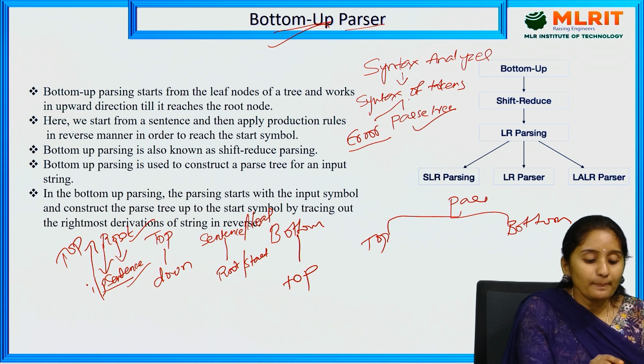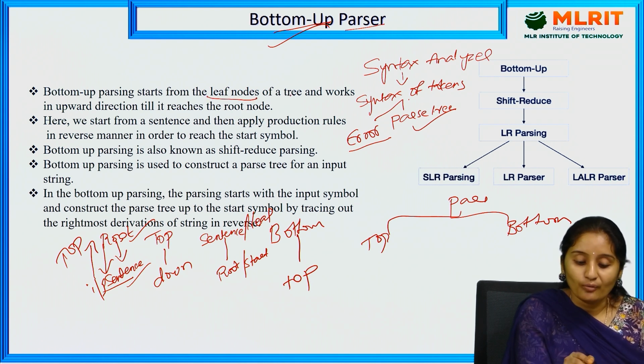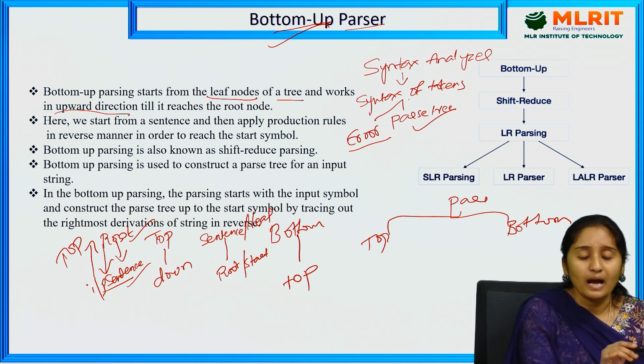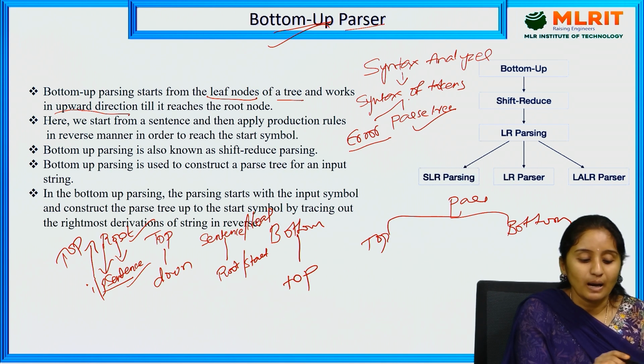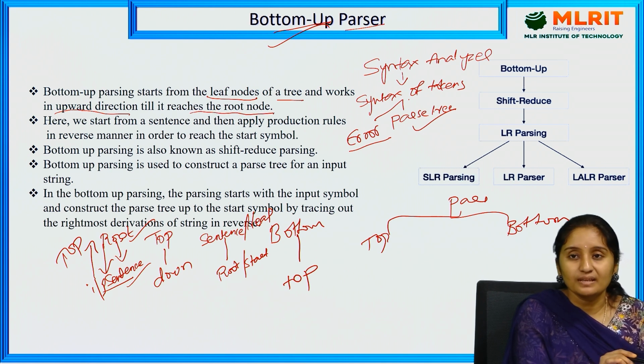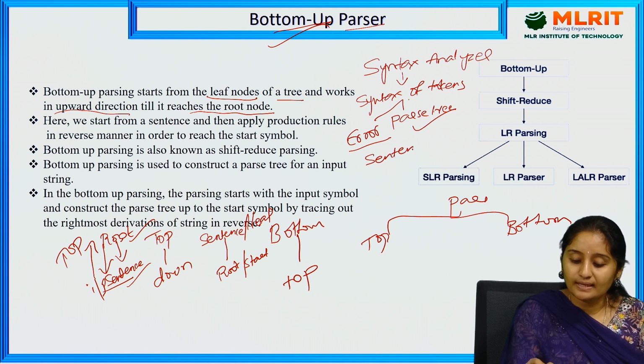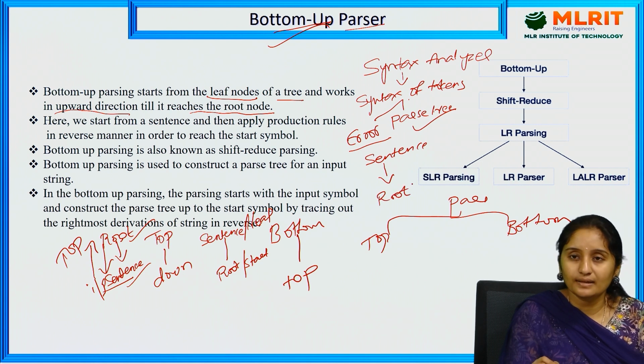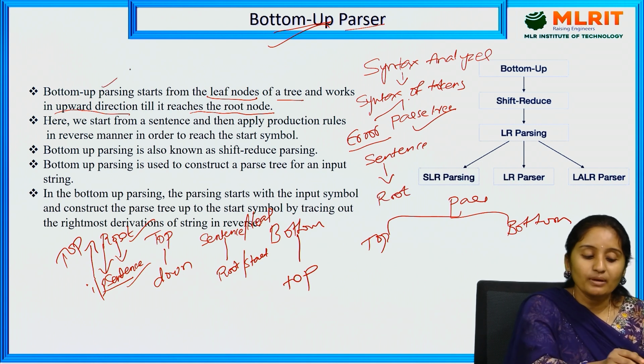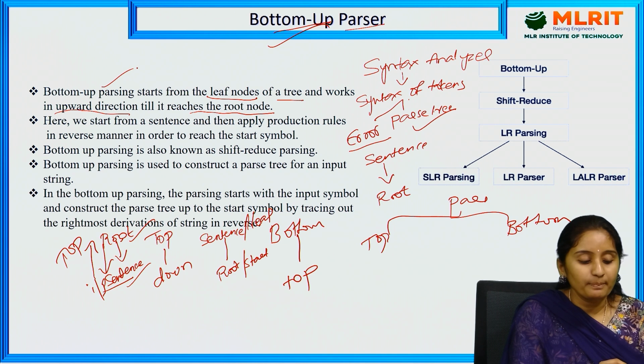A bottom-up parser starts from the leaf nodes of a tree and works in an upward direction until it reaches the root node. It takes the leaf nodes, that is, a sentence, as the input, and it generates the productions until it reaches the root node. That is what we call a bottom-up parser.